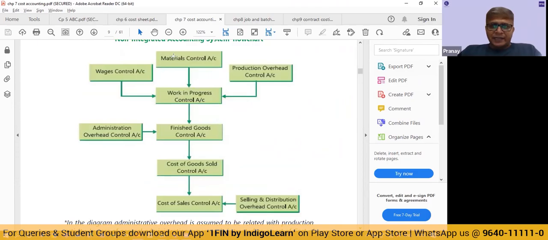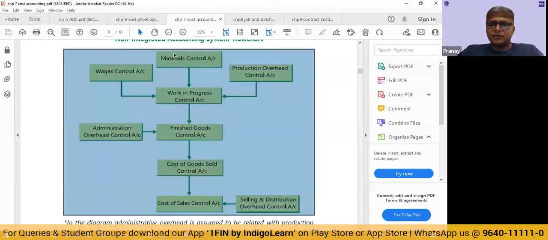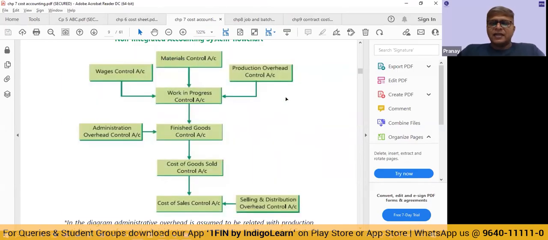So whenever we buy material under the non-integral, we will debit the material control account and credit the general ledger adjustment. If we were maintaining integral, we will debit the material control account and credit the vendor, the creditor or the payable or the payment. So that is the only distinction. Here the idea is to segregate the cost and take it to the relevant ledger. So you will have material control account. If you are making payment of wages, wage control account. If you are incurring overheads, overhead control account, and so on and so forth.